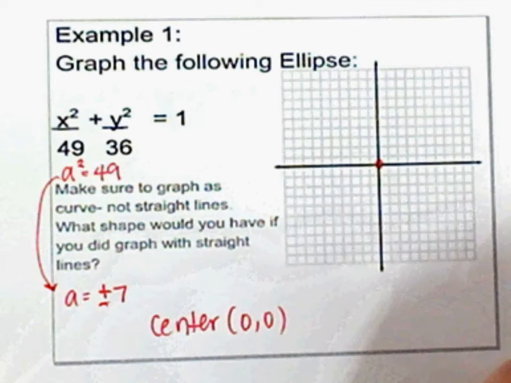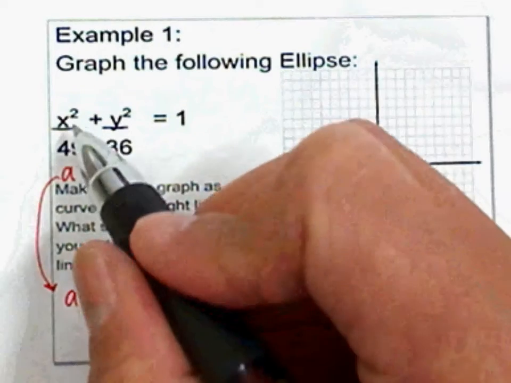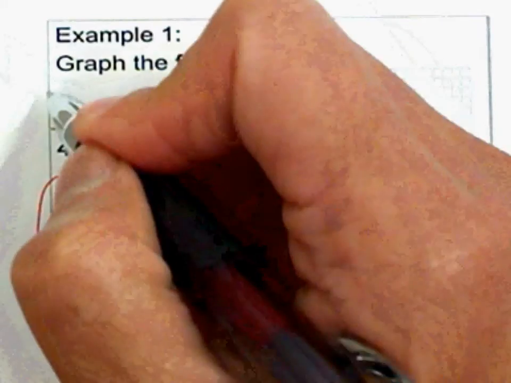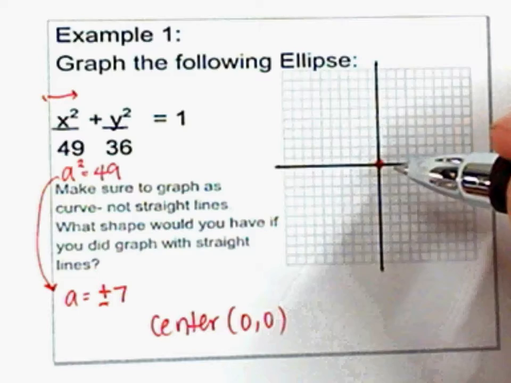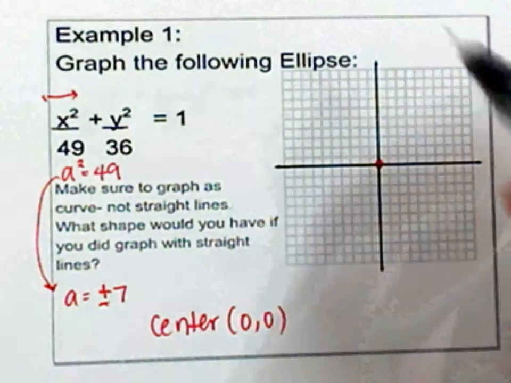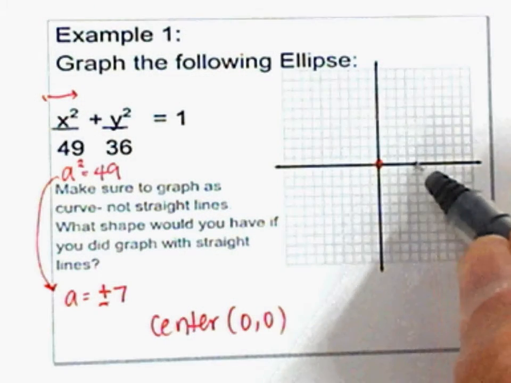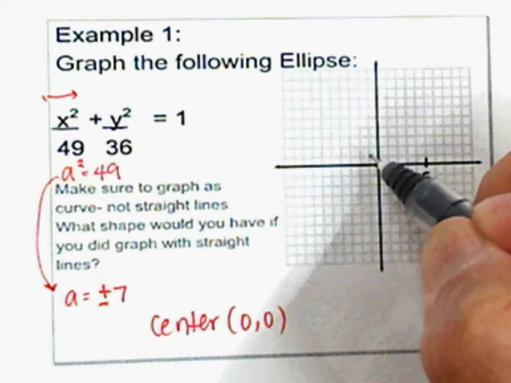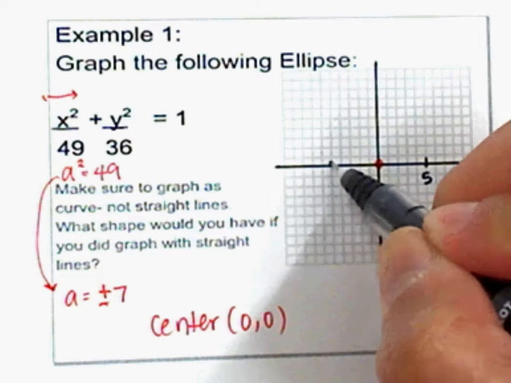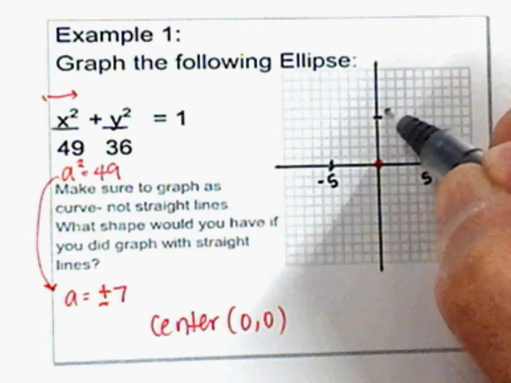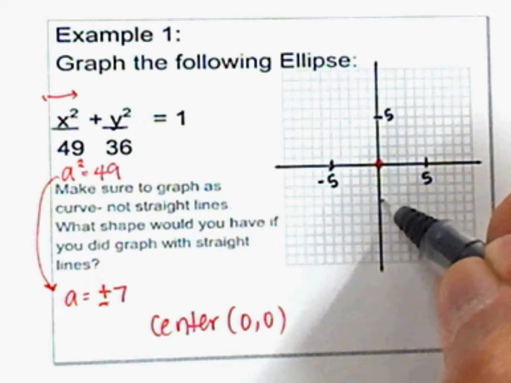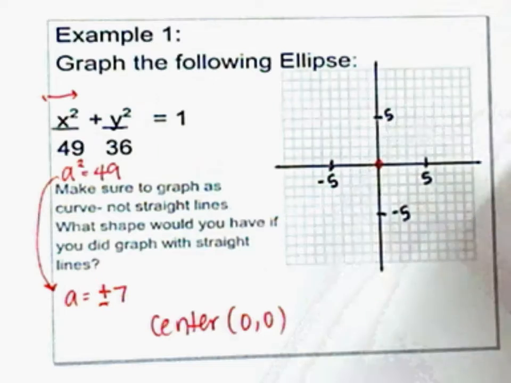Notice this is under the x. X goes left and right. So I'm going to go 7 to the left. Before I start, I need to label 1, 2, 3, 4, 5, and 1, 2, 3, 4, negative 5, on both axes. Always label your graph.